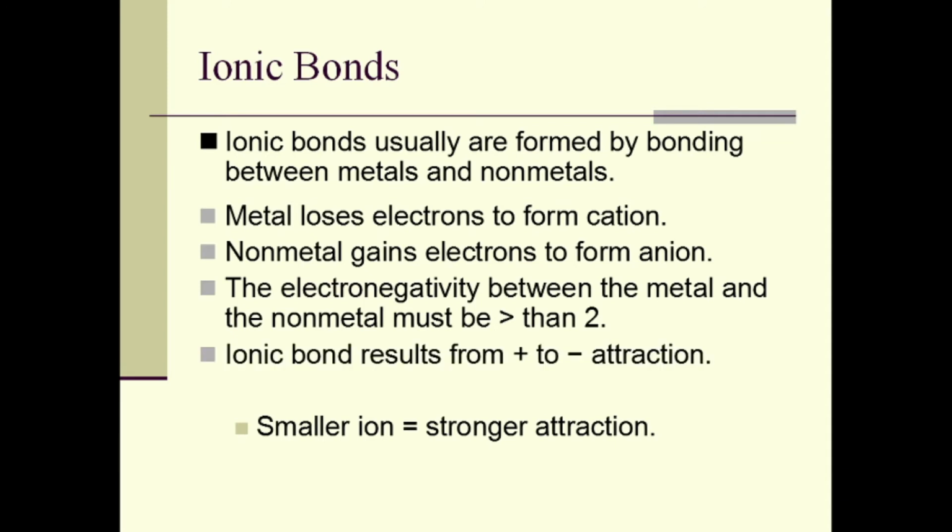Ionic bond results from positive to negative attraction, right? Positive and negative charges attract each other. The larger the charge, the stronger the attraction. So when the charges are larger, that means 2 or more electrons are transferred from one atom to another, then it is a stronger attraction. And if the ion is smaller, again the attraction will be stronger.